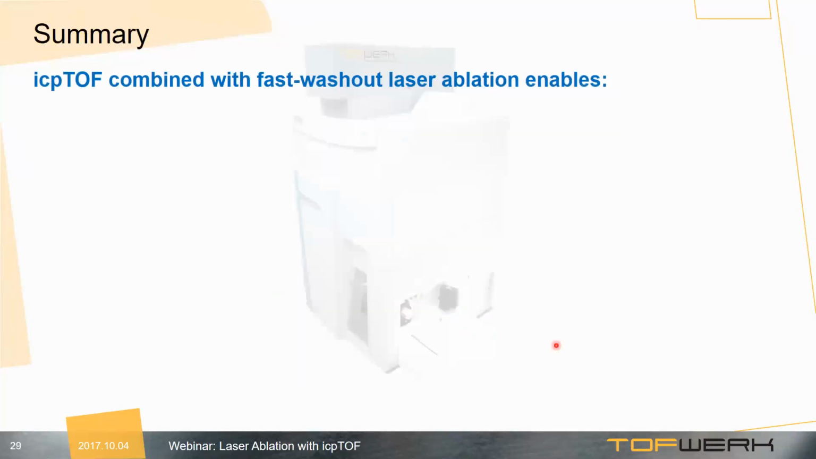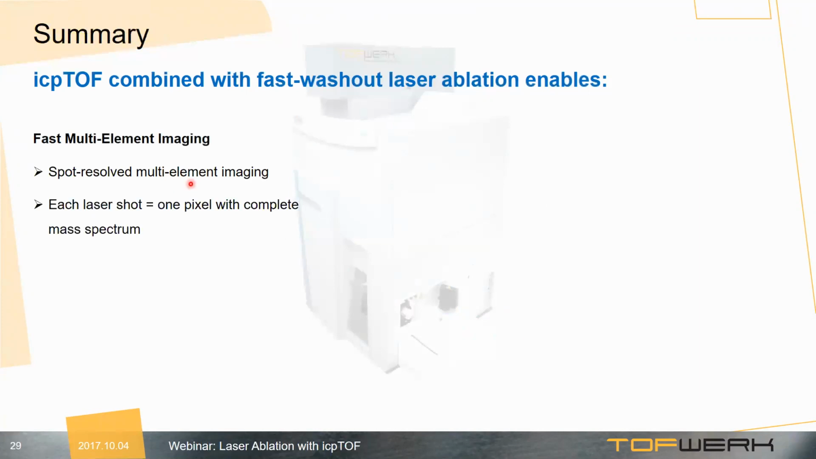So in summary, I hope that I was able to show you that the combination of the ICP-TOF and these new generation fast washout laser ablation cells give you new capabilities. For example, you can do faster multi-element imaging, and you can basically perform spot resolved multi-element imaging. That means that each laser shot gives you one pixel in the image, which has the complete mass spectrum information in it. So there's no need to pre-select analytes or isotopes. And this can be nice because you might find things that you didn't even expect in your sample.